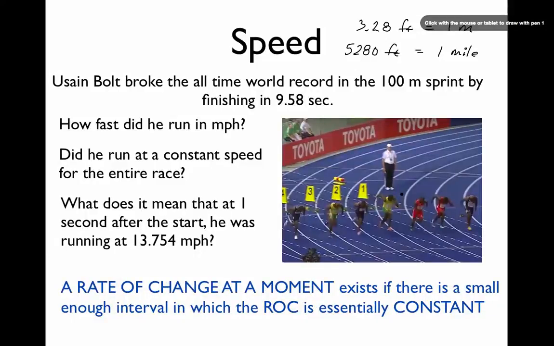Okay. So a rate of change at a moment exists if there's a small enough interval in which the rate of change is essentially constant. Okay? So a rate of change in a moment is when the moment is small enough and we can consider a constant rate of change. Constant rate of change. Really important. We make the moment small enough to the point where we can say essentially what's happening in that moment is constant rate of change. That's called a rate of change in a moment.